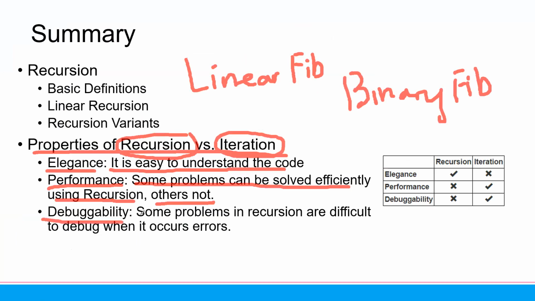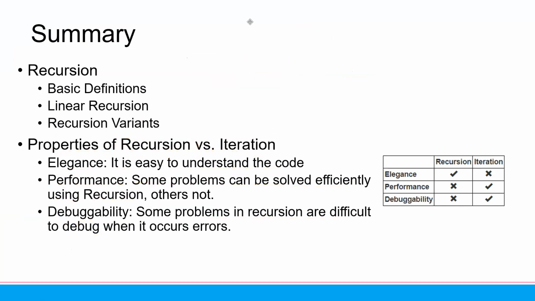Debuggability. Some problems in recursion are difficult to debug when they occur. Yeah, this is another issue. If you work on algorithms, you need to know how to debug. Debug means you know what the problem is in every line. So step by step, you look at the lines and then you can figure out the problems. Recursion has an issue with debuggability. If you use iteration, it will be easier to debug.